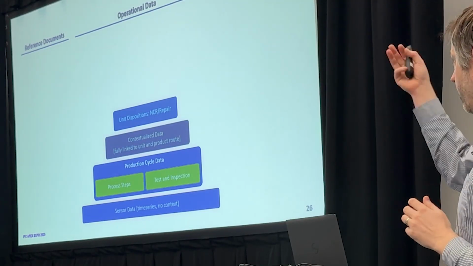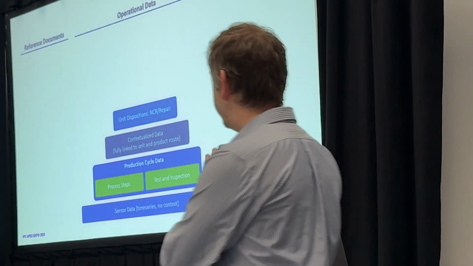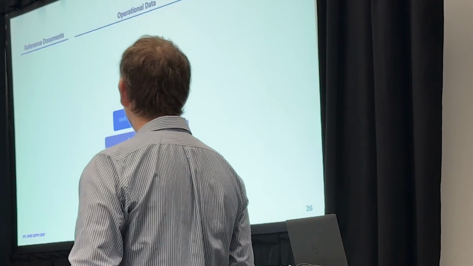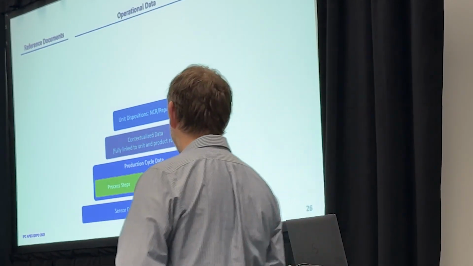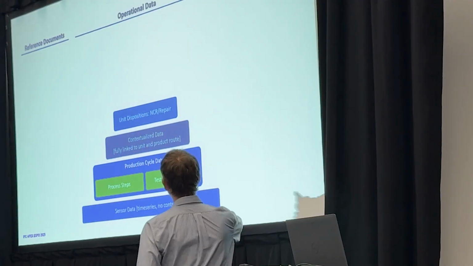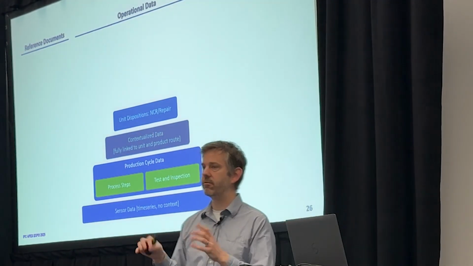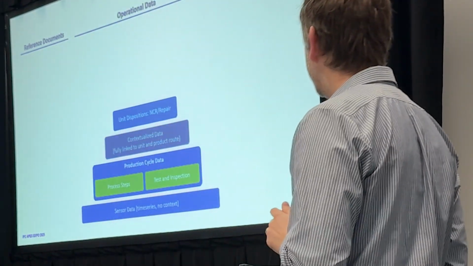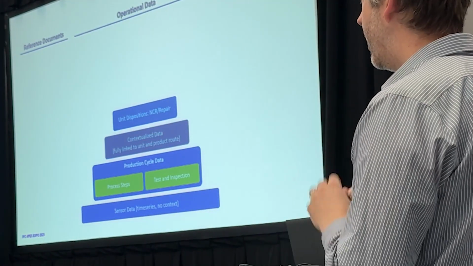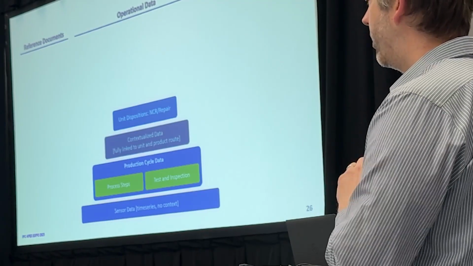So I start with operational data. This is the data we're going to talk primarily about in this course. And I frame it as a pyramid in the following way. At the end of the day, everything starts down here as sensor data, right? Something was measured by some sensor in the factory. And some data stays there, right? Not everything is pulled out of the PLCs.